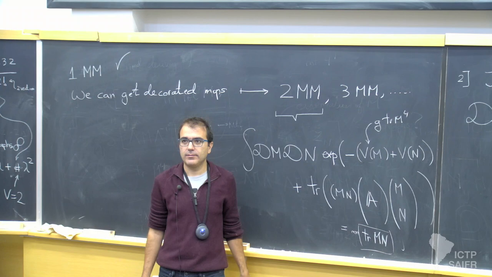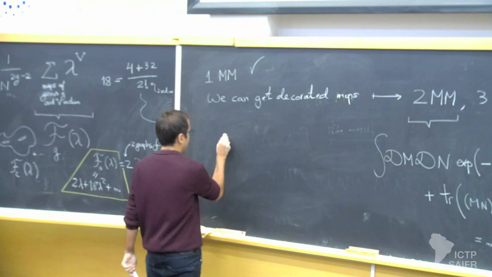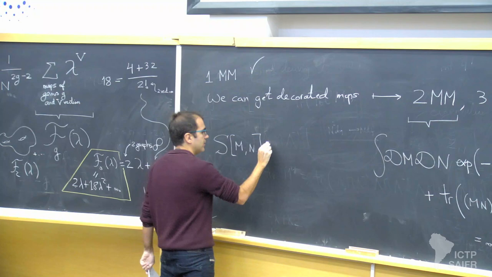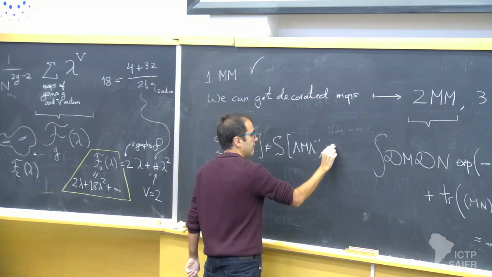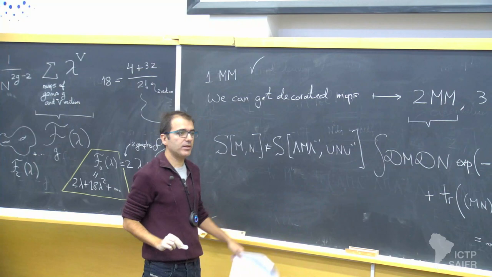Exactly, right at the first step. Because it's not true that this action for the two matrices, M and N, is equal to lambda M, lambda minus 1, U N U minus 1. This is just not true. And it's not true because of that coupling term, M times N. M times N is not invariant when I transform the matrices.